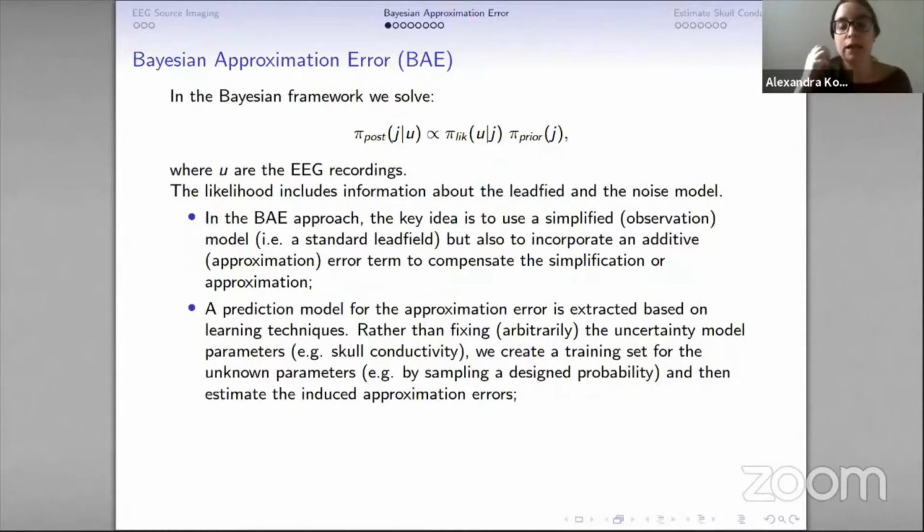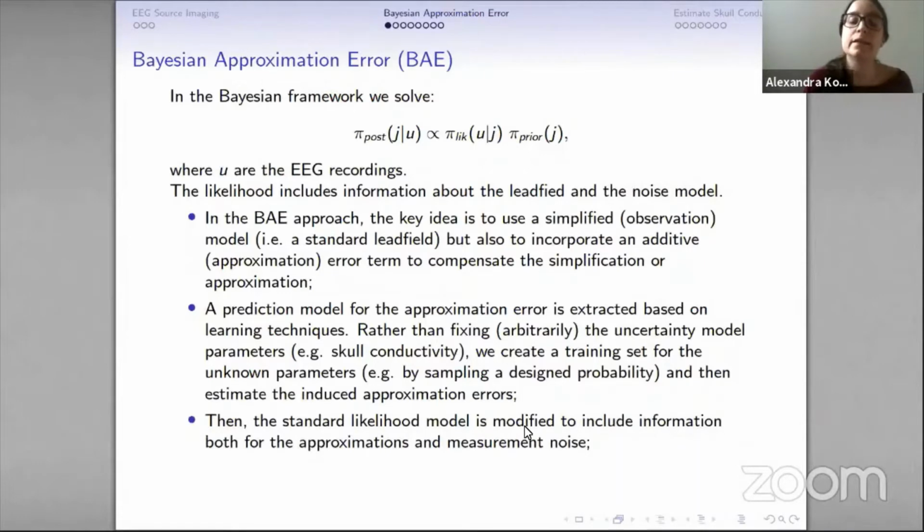For example, you build a training set of lead field matrices that have different conductivities sampled from a distribution, and then check the errors between your standard model and your training set, and you estimate this error. And from this error, you use the statistics and you plug them into your standard likelihood model.